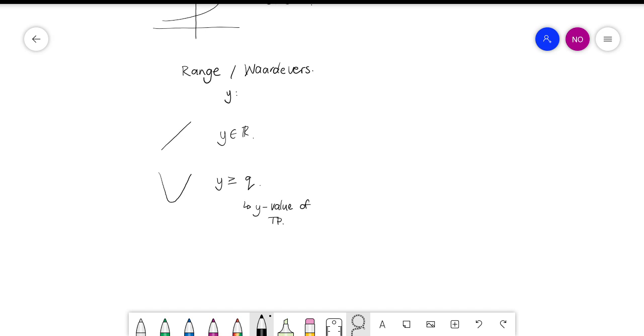Which is the y value of the turning point. Okay, as die parabool so lyk, dan is dit y is kleiner as of gelyk aan q. Want hy lê onder hom.